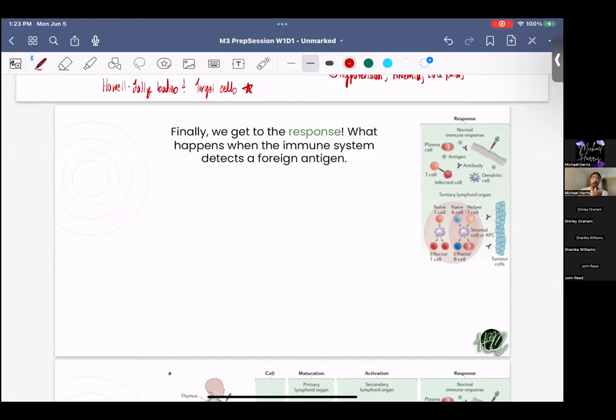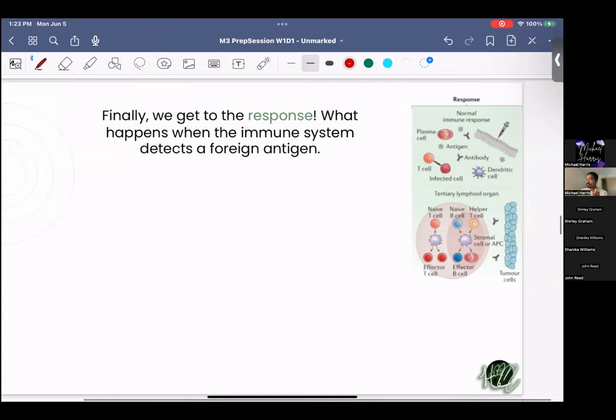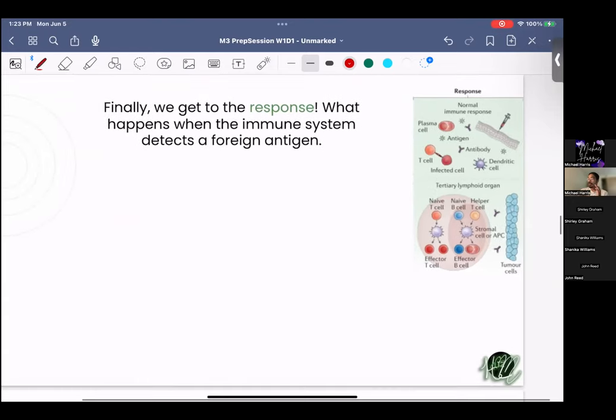Nine through 11 on the left. Perfect. Nine through 11 on the left. Then you can have these Howell-Jolly bodies, these target cells popping up in the blood, as well as him bleeding out because the spleen has a lot of blood flow to it. Okay. All right. Perfect. Now, here we get to the response.